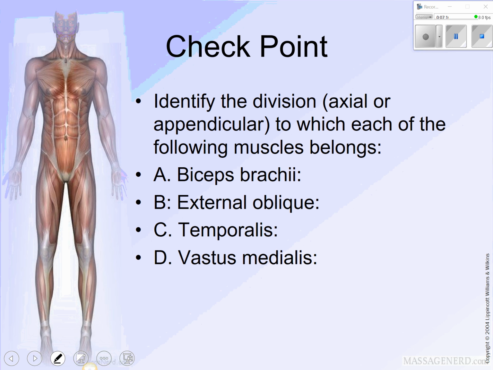Then I'm going to go over the answers. The biceps brachii would be part of the appendicular muscular system, or skeletal system. External oblique will be axial, temporalis will be axial, and vastus medialis, it's on the leg, so that would be the appendicular.